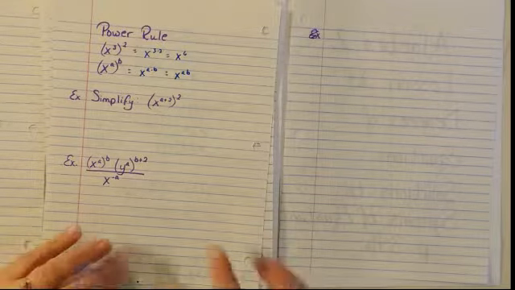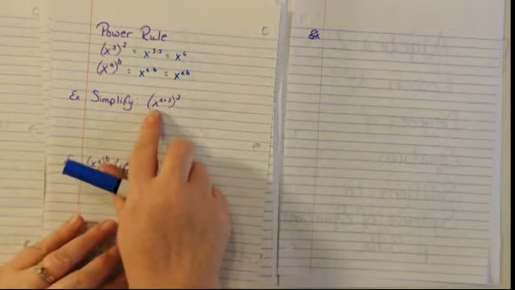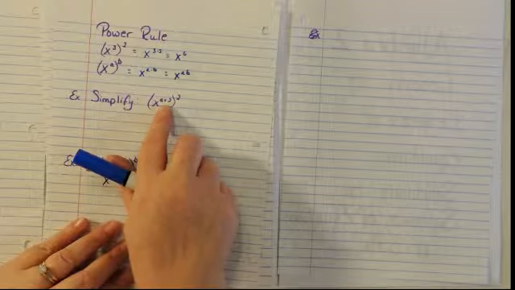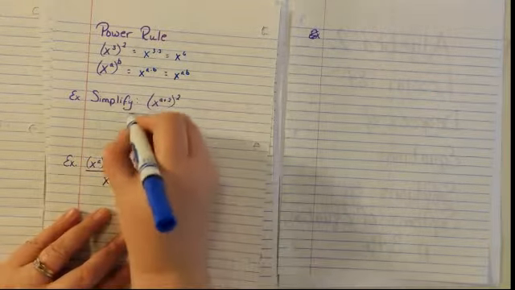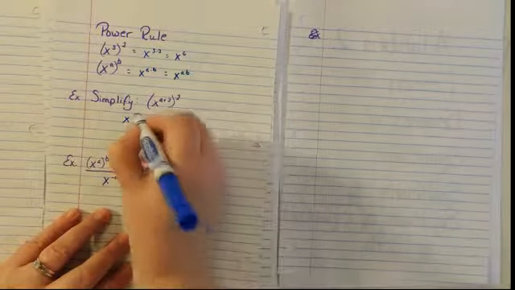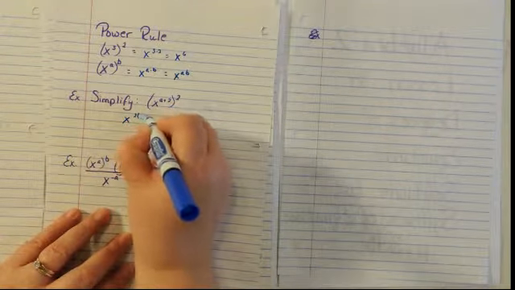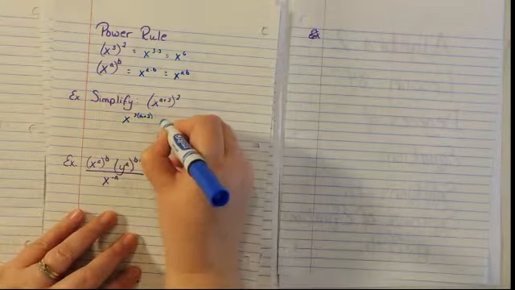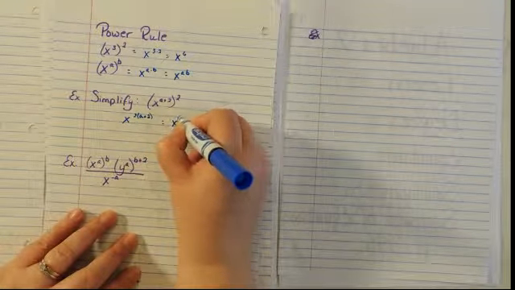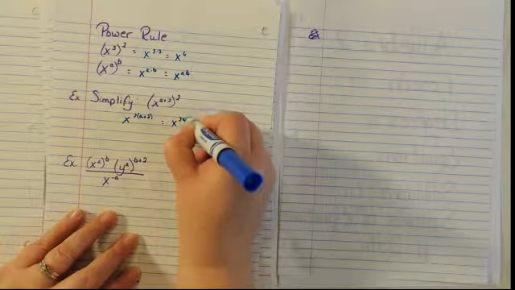Right? So let's try this one. Let's simplify x to the a plus 2 quantity squared. So we're still going to have an x, and we're going to do 2 times a plus 2, right? Which is going to equal x to the a plus 4. And that's your answer.